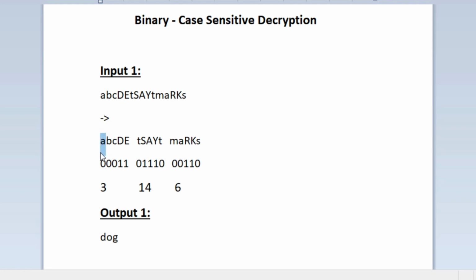And it is given in the question that if the character is lowercase, then in binary it must be 0. And if the character is uppercase, then in binary it must be 1. So when we convert the first substring into binary, the first 3 are lowercase. So the first 3 in our binary is 0 and the last 2 characters are uppercase. So the last 2 are 1. So this is how we will be converting our substring into binary substring.